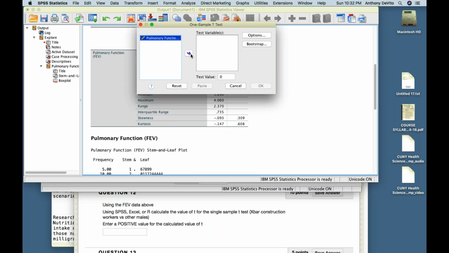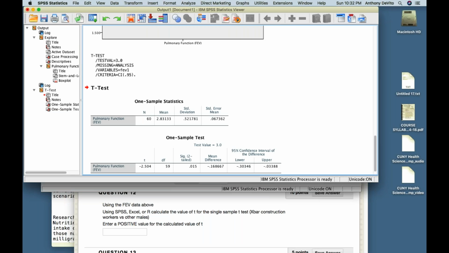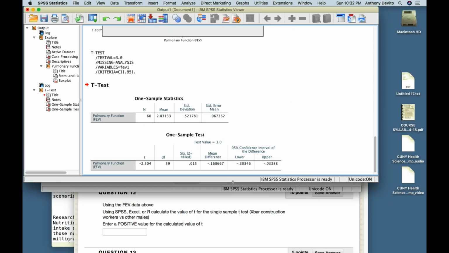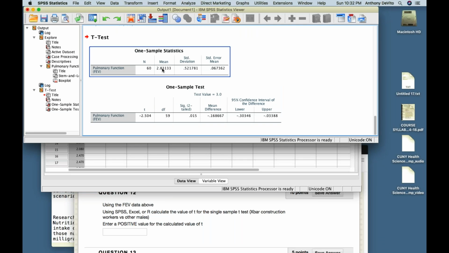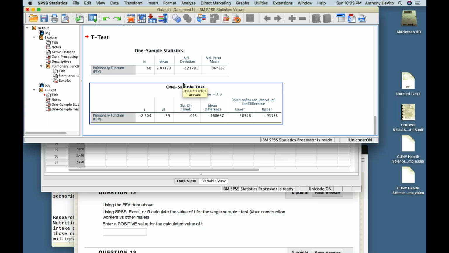I'm going to move my pulmonary function average into test variables, and I'm going to compare it to the value 3.0, which is what we say is true, the mean for the entire population, the male population. I'm going to click OK. SPSS then goes ahead and does the calculation for us. Let's take a look at that calculation. The mean value was 2.83. We already saw that, didn't we? Sample size was this. Standard deviation, this. Look, it even calculated a standard error based on that sample size for us, right?